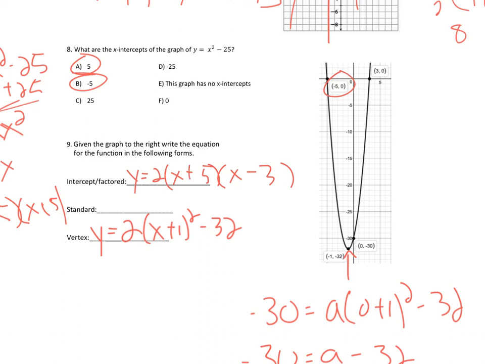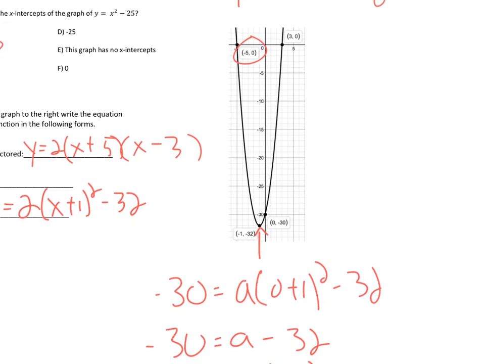And then standard form, we have our a already. Easiest way is just to multiply out one of these. You can do either version. I like standard, vertex form. Make sure you write as x plus 1, or you can do intercept form, which I haven't done yet, so I will do that version.